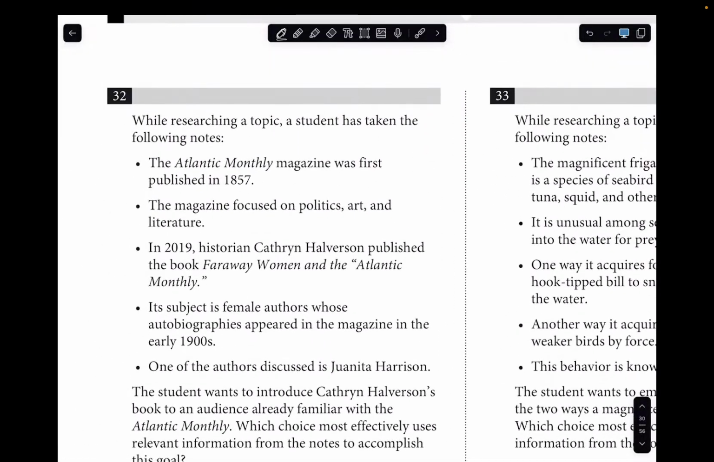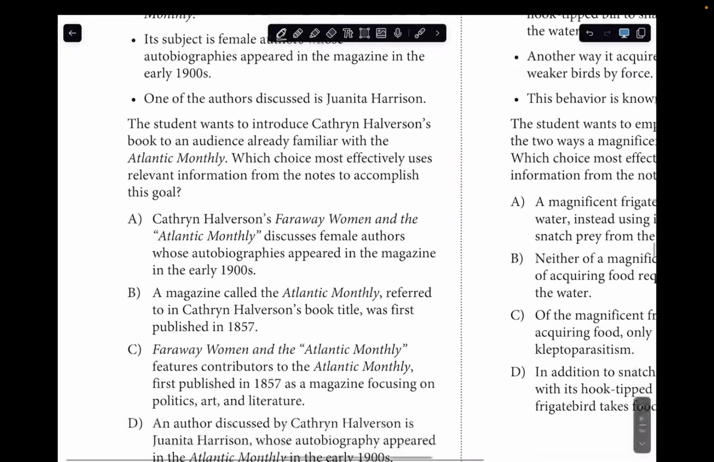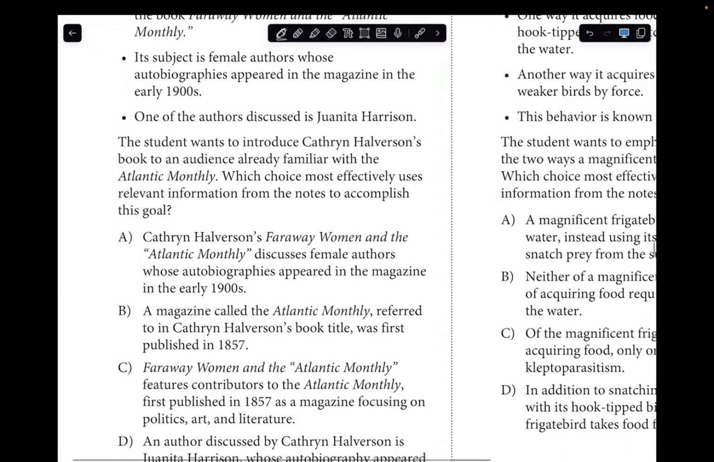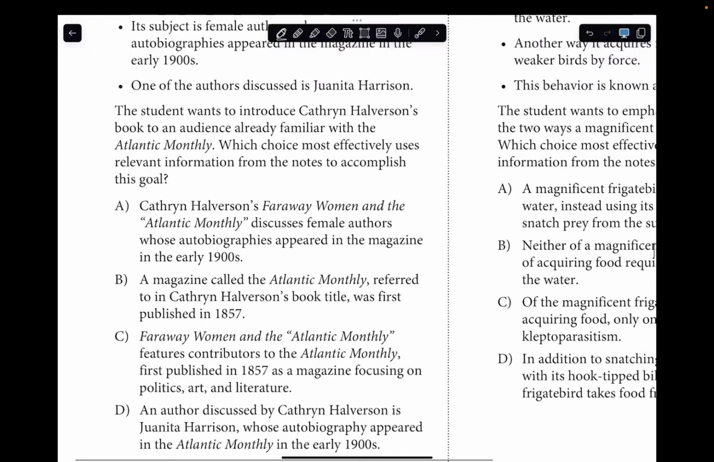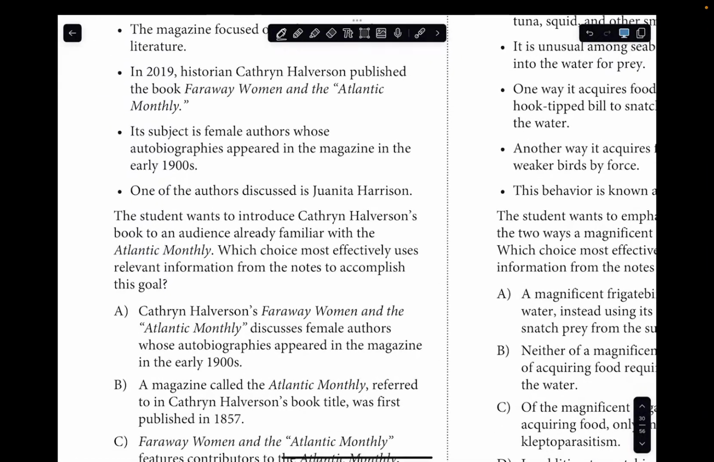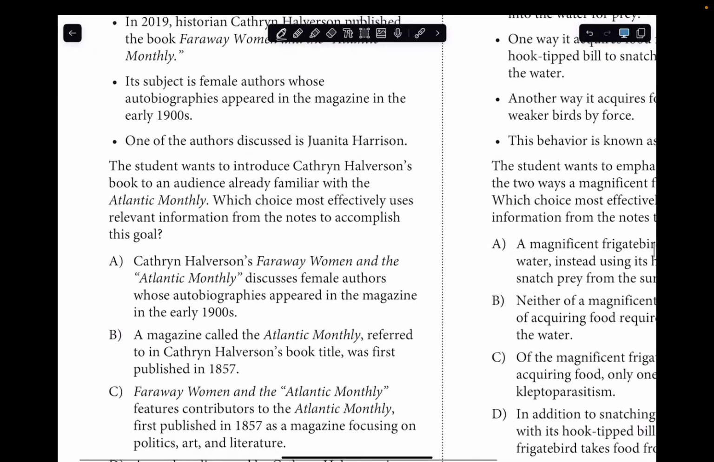32. While researching a topic, a student has taken the following notes. The Atlantic Monthly was first published in 1857, focused on politics, art, and literature. In 19, a historian published the book Faraway Women in the Atlantic Monthly. Its subjects were female authors whose autobiographies appeared in the magazine in the early 1900s, and one of the authors discussed is Juanita Harrison. Student wants to introduce this guy's book to an audience already familiar with the Atlantic Monthly. Which choice most effectively uses relevant information from the notes to accomplish this goal?